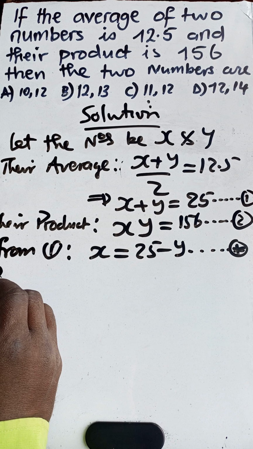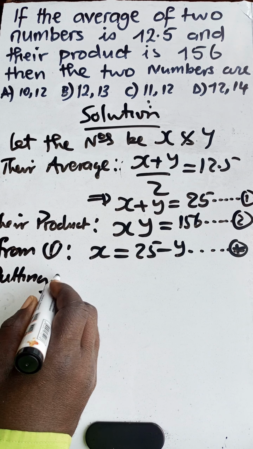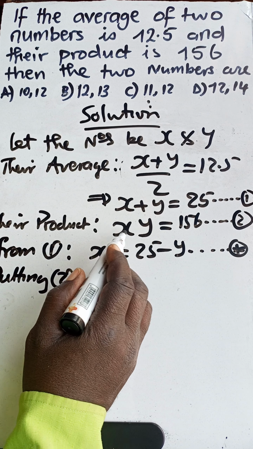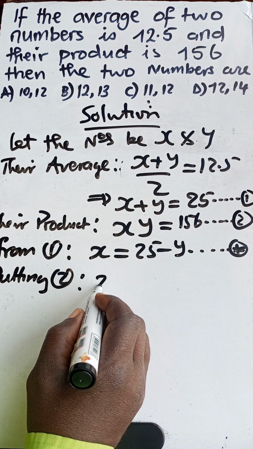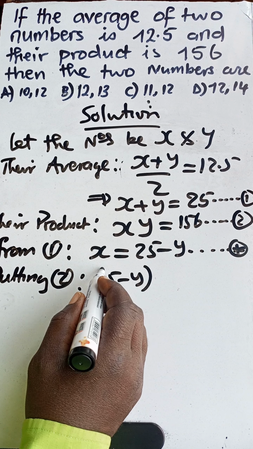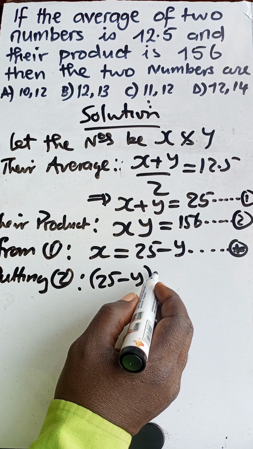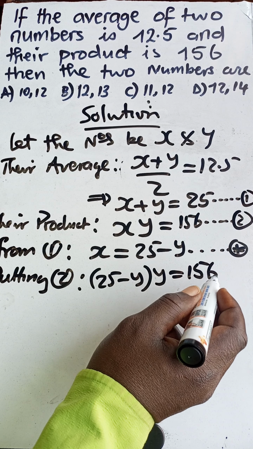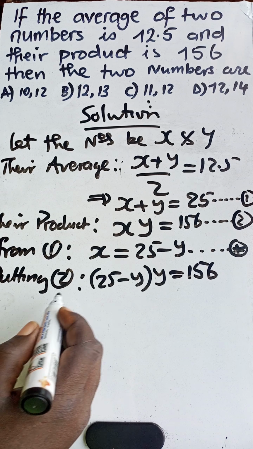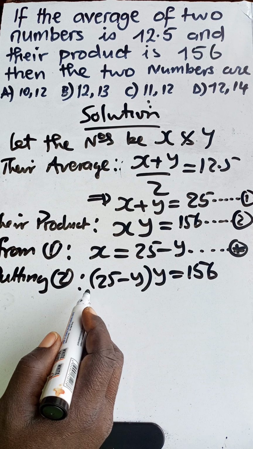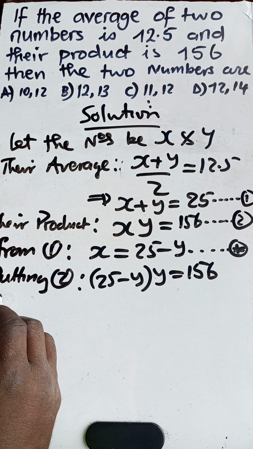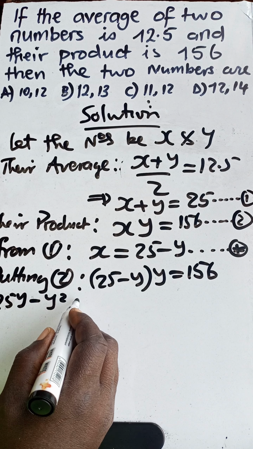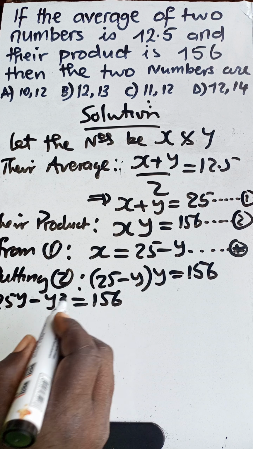So putting in equation 2, wherever I find x, I'm going to write that expression. This is equation 2, so I'm writing 25 minus y, times y, is equal to 156. Let's open out this bracket. Y multiplied to 25 is 25y. Y multiplied to negative y is negative y squared, equals 156.